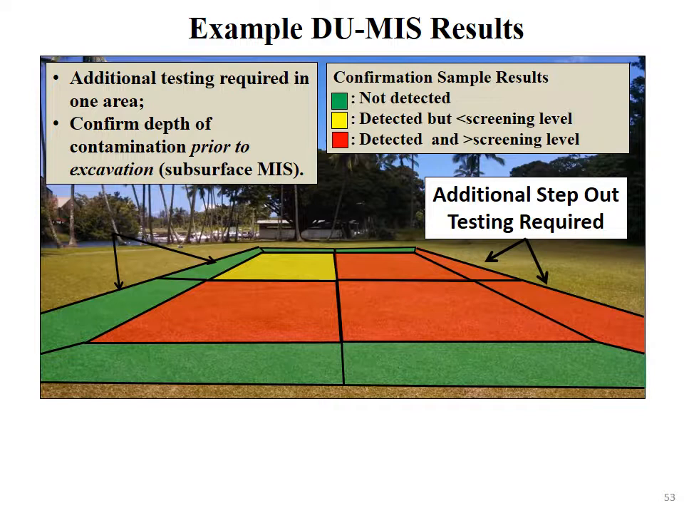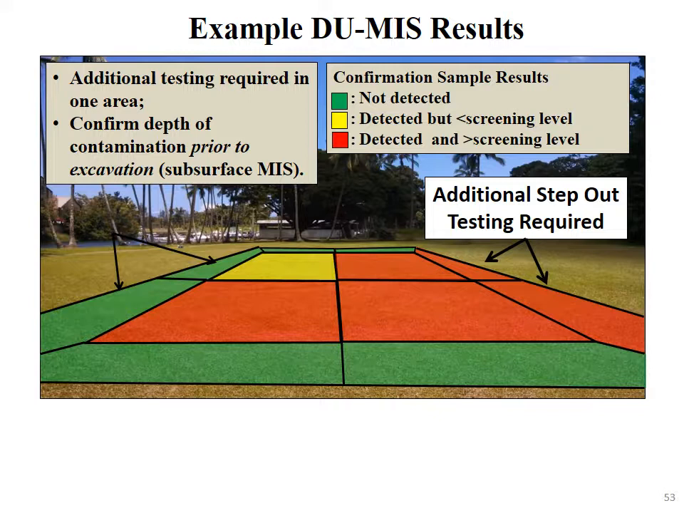Here's an example of DU MIS results for this site. Again, sure enough, most of the contamination we isolated pretty well inside. All the red is above our action levels. The yellow is where it's been detected, but in this case, arsenic was below the screening level. So that DU of soil is okay. It can stay in place.